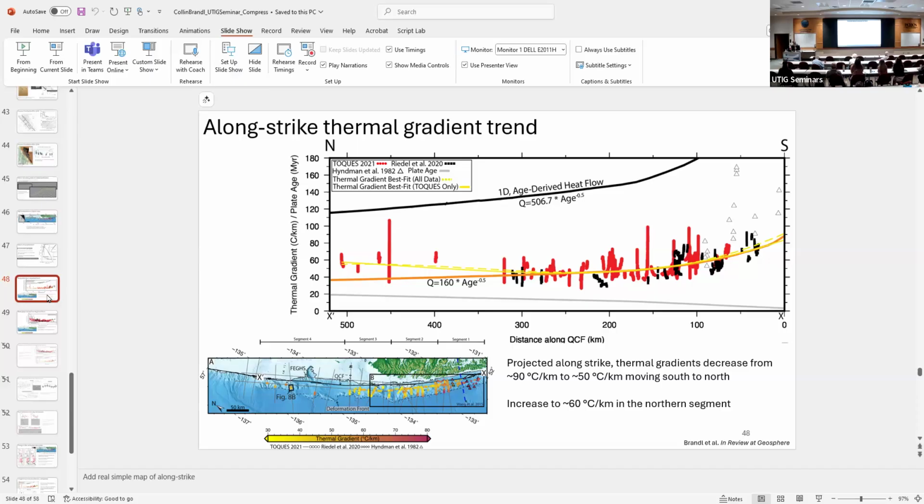I'm not sure. I'd have to think about it some more. Because if we think about circulation within the Queen Charlotte Terrace, I don't think I'd expect there to be a significant difference moving along strike within the actual terrace of fluids advecting from the underthrusting up. There should be some less. I think it's something good to explore for sure.